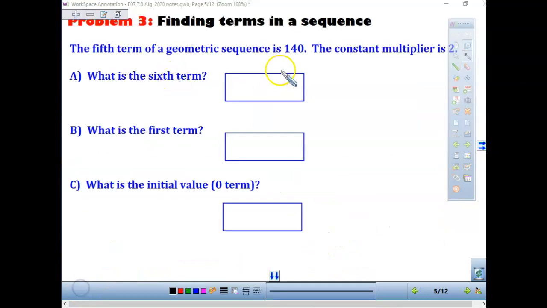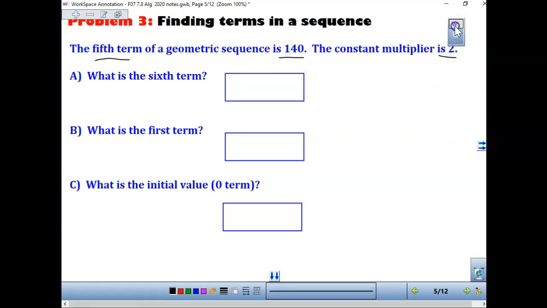So if you want, the fifth term of a geometric sequence is 140, and it's a multiplier of 2. So if we are using that information, what we know is that g to the 5 is actually equal to 140. And they are asking us to find the 6th term. So this is our given information. To find g to the 6th, we should be taking the previous term, so 140 times 2, right? So we get 280.